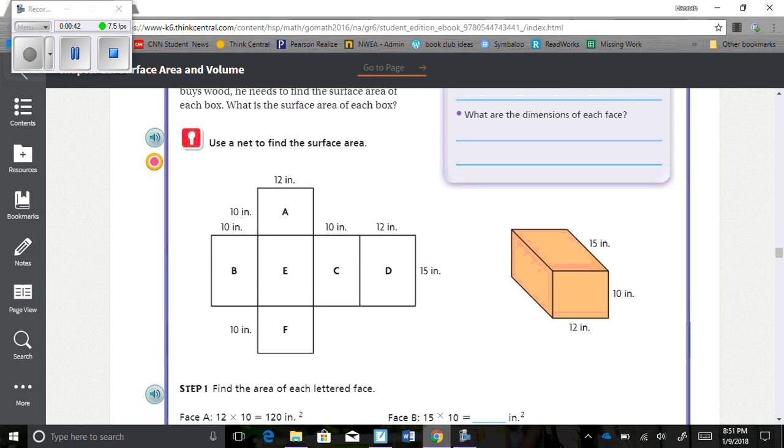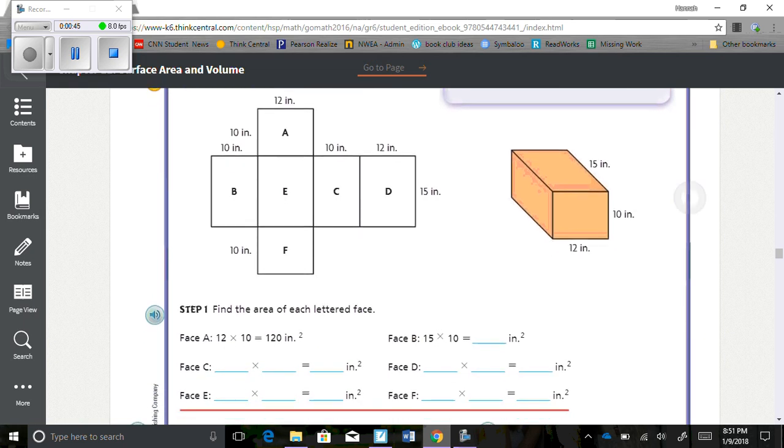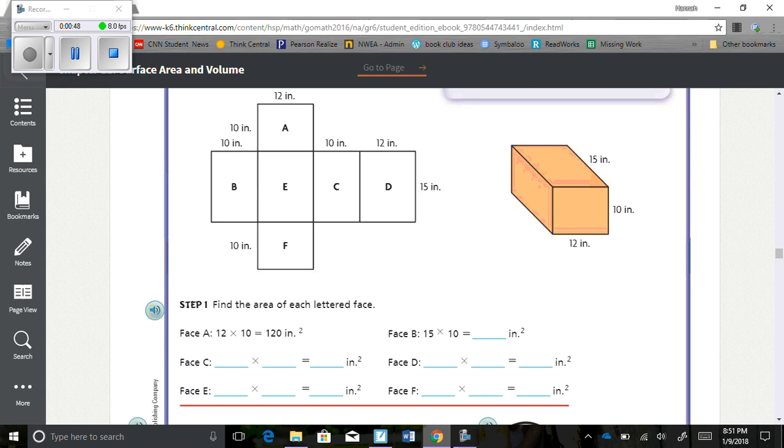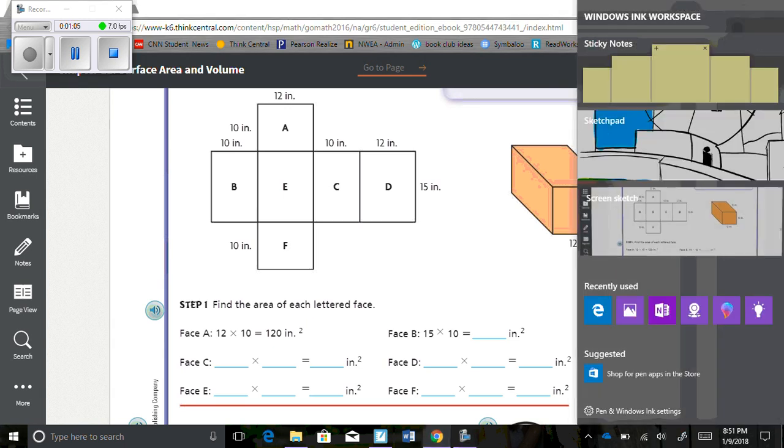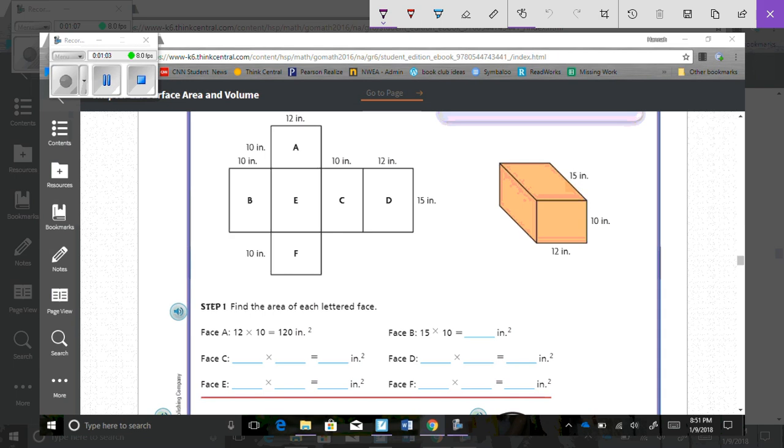So over here on the right, it shows us the box, and then to the left it has that unfolded into that net, which remember we said that just means we're putting it into the 2D figure instead of a 3D. Okay, so step 1 would be to find the area of each lettered face. Face A has already been done for us, which they said is 12 times 10, because face A here we have the 12 and the 10.